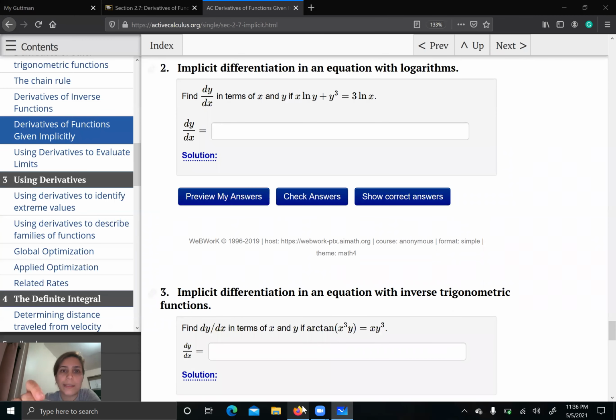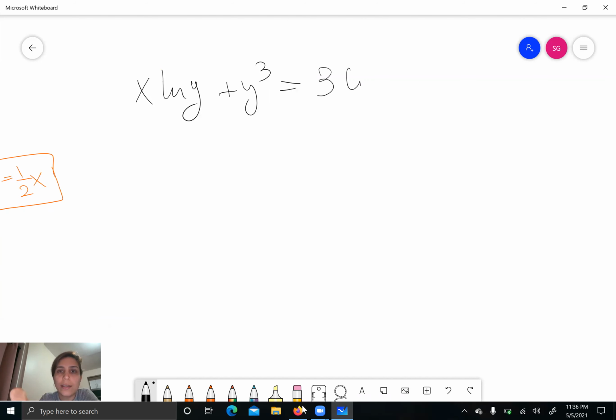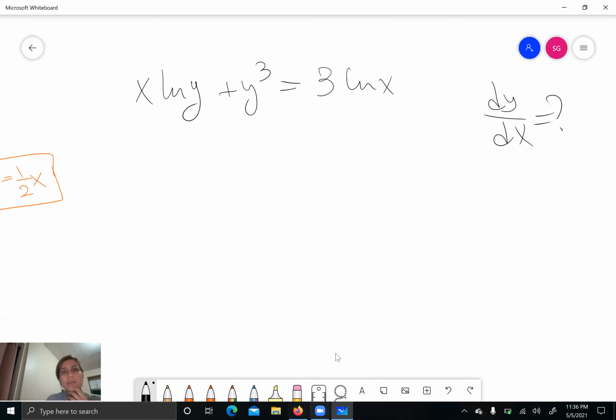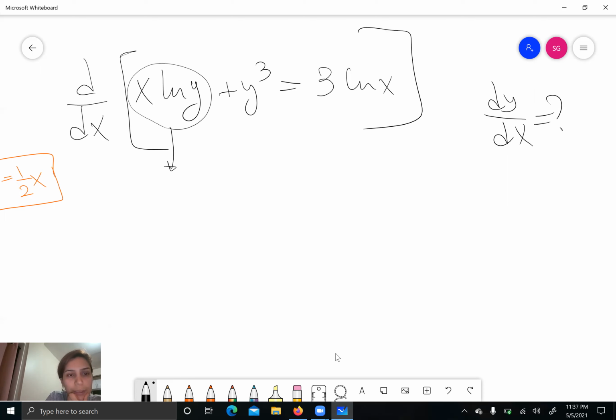3 ln of x. The question is find dy dx, the derivative of y with respect to x. So we need to use implicit differentiation. Take the derivative of both sides of this equation. This is going to be the product rule: the derivative of the first times the second function plus the first function times the derivative of the second. It's going to be 1 over y times y prime.